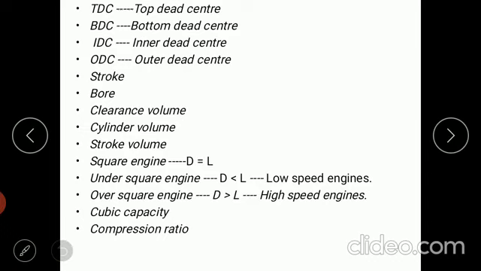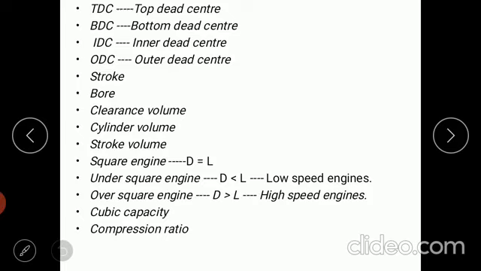Again, here we have inner dead center and outer dead center. We use inner dead center and outer dead center when the cylinder orientation is horizontal, instead of top dead center and bottom dead center. If the cylinder orientation is vertical, we will use top dead center and bottom dead center. Most of the time the cylinder orientation will be vertical, that's why we frequently use TDC and BDC. Then stroke length: stroke is otherwise termed as stroke length.